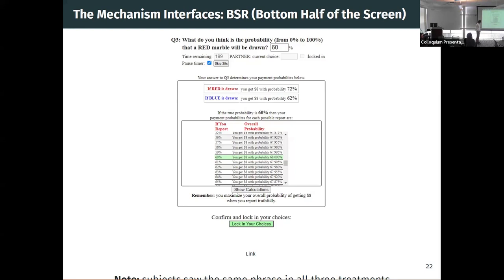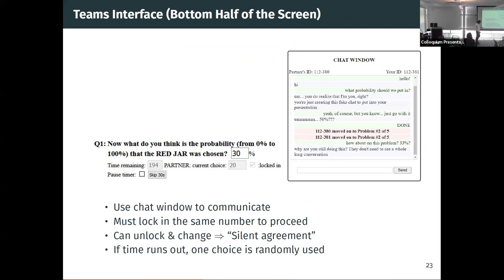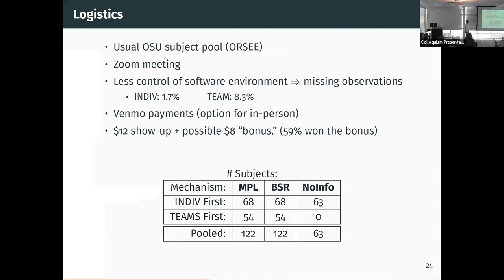Okay. So, chat methodology. They can chat with each other. Standard OSU is very cool. A lot of it was done on Zoom. There are some missing observations because people would leave the Zoom meeting and go to the experiment, and they were paid by Venmo. You basically get $12 if you complete the experiment, and then you have this chance of winning $8 that I've been describing. So some people won $8 based on their answers. Here's the number of subjects. Medium power, not super high power.